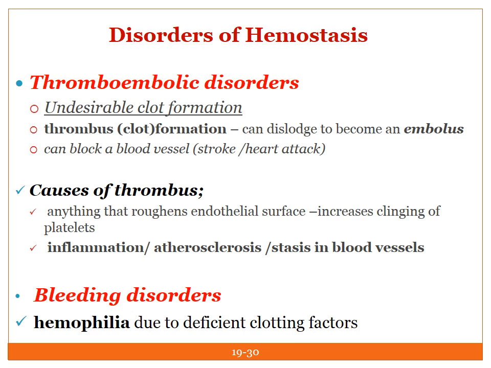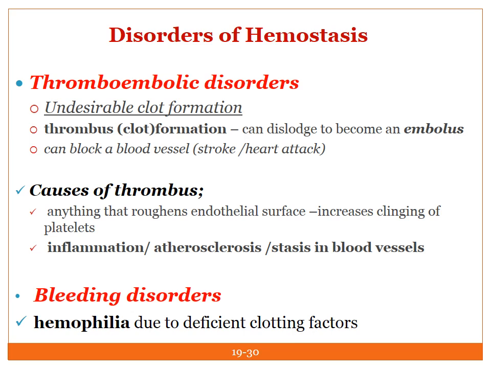This increases the chance that platelets can get caught up in that roughness, and once they aggregate, there's a possibility of a clot being initiated. So inflammatory processes within the inside walls of our arteries, atherosclerotic plaquing, or what's known as hardening of the arteries, and stasis, where you have any condition where blood is allowed to pool, for example, in the lower legs. If blood is allowed to pool or not move as quickly as it should be moving, you increase the chance of creating a thrombus or a clot.